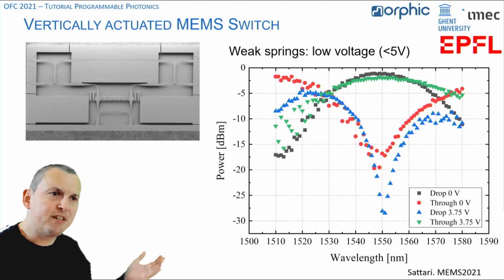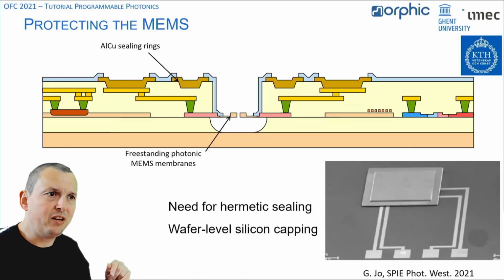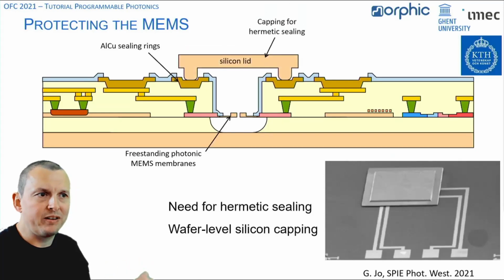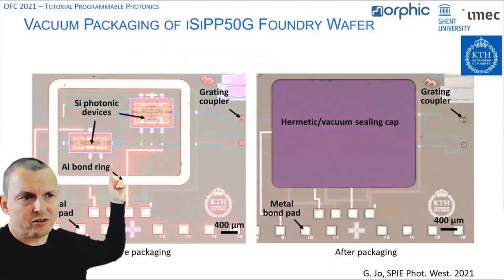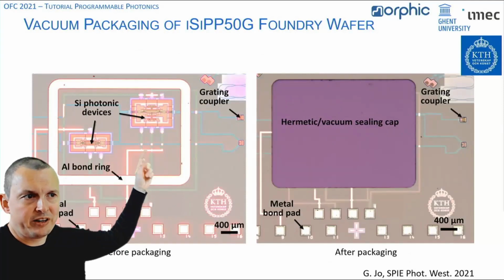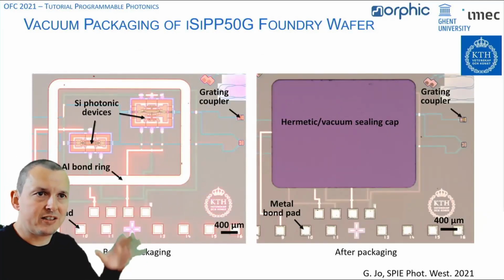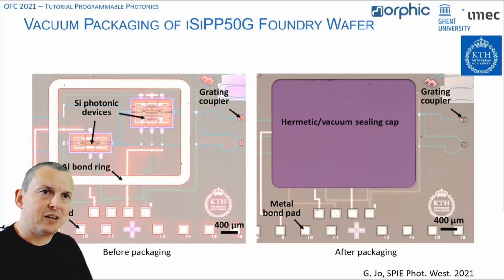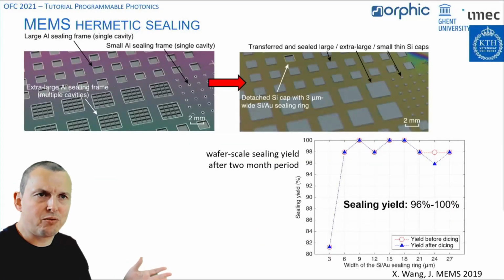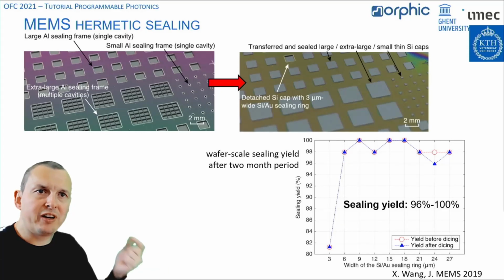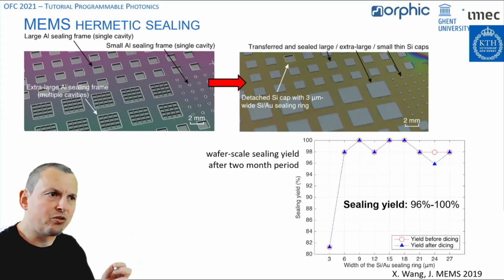Of course, these MEMS devices are freestanding, like loose devices, so we need to protect them. So for that, we also implemented a silicon sealing process, which can be done on wafer scale. So we basically cover our MEMS cavities, which are visible here, with a silicon lid that's hermetically sealed. And because everything is done at wafer scale, this sealing process is actually quite robust, so we get a very high yield.